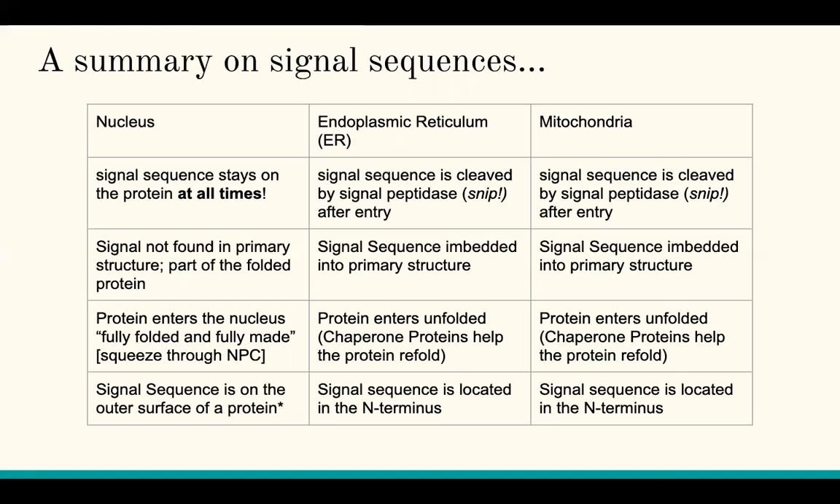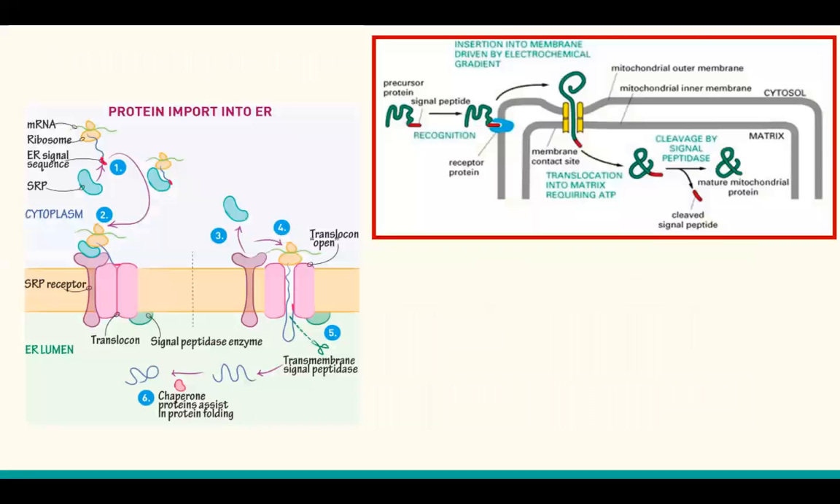Yeah, so then what about the mitochondria? If the signal sequence is embedded into the primary structure, it just means that as it's being translated, it's embedded. They're both on the N terminus. That's something you're going to see happen. But as far as its translocation, like Rachel said, the protein for the mitochondria is going to fold, but then unfold before entering into the mitochondria, where chaperone proteins will help it refold or bring it into the mitochondria.